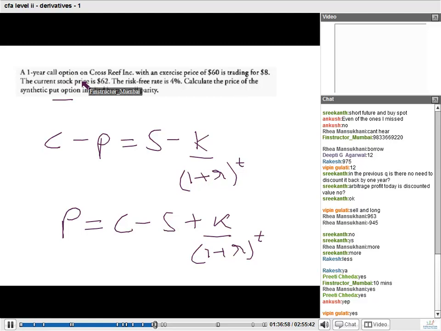Spot price is given to be $62. The price of a call option is given to be $8. The strike price or the exercise price is given to be $60.